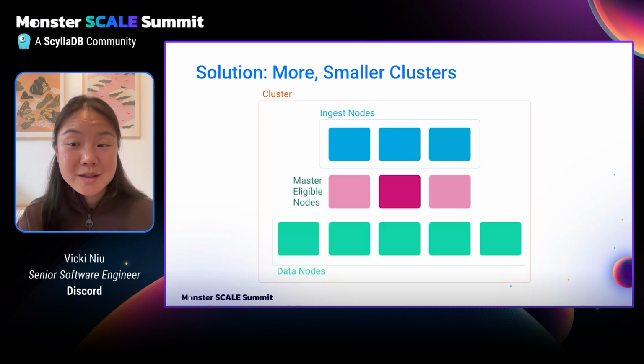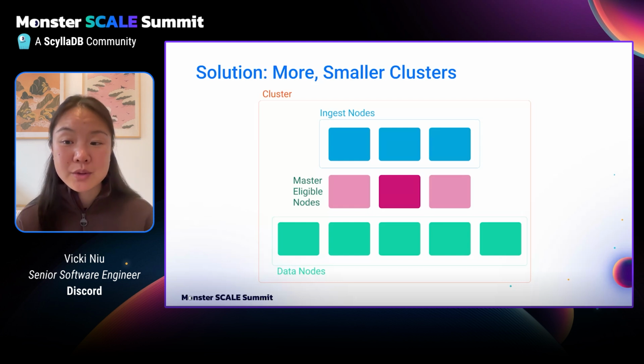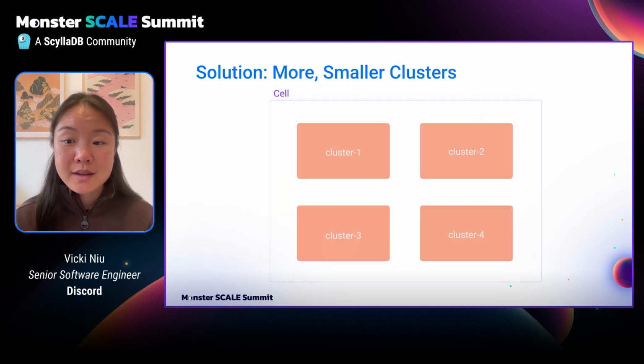In our new system, we chose to split out 3 separate pools of nodes: our ingest nodes, which I mentioned earlier, a set of dedicated master eligible nodes that had no other responsibilities, and data nodes. Then we defined a cell as a set of many smaller clusters. A cell would own a logical set of data, for Discord, something like guild messages or DM messages, but house that data over many smaller clusters.